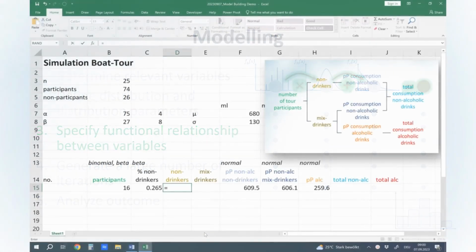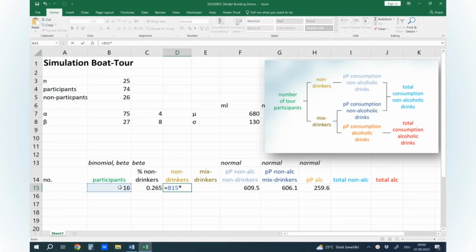The number of non-drinkers is the number of participants times the proportion of non-drinkers. I will round that to a whole number. If this was just an intermediate result, I could also leave decimal points. The difference between all participants and non-drinkers gives me the number of mixed drinkers.